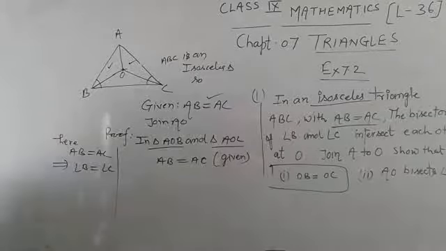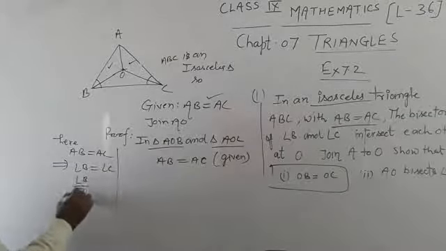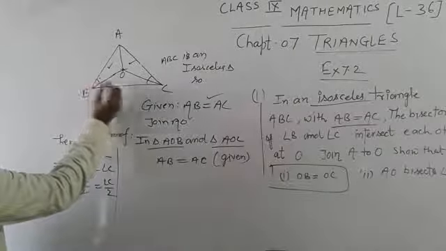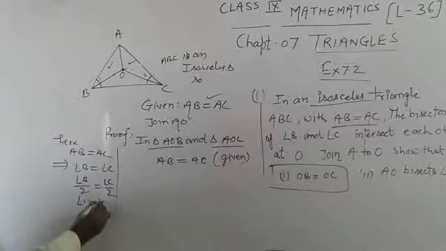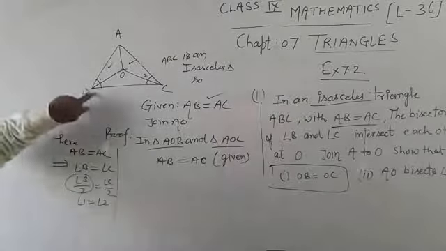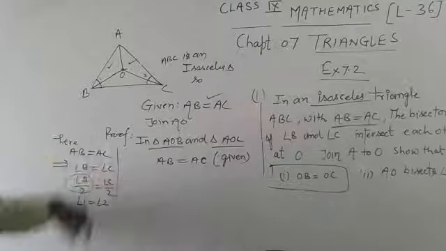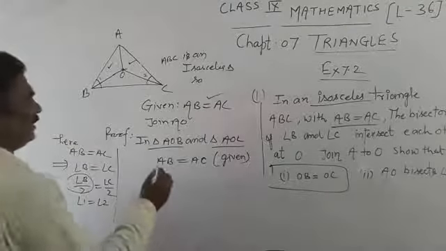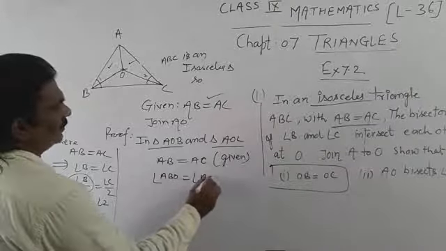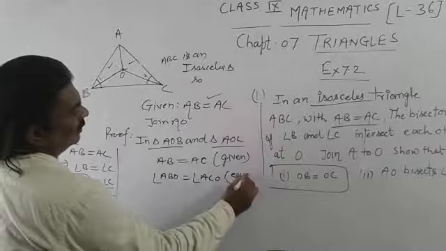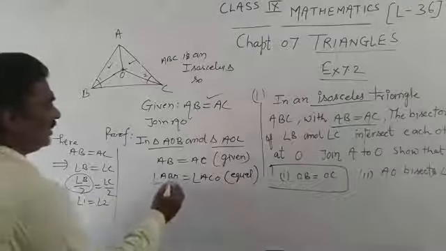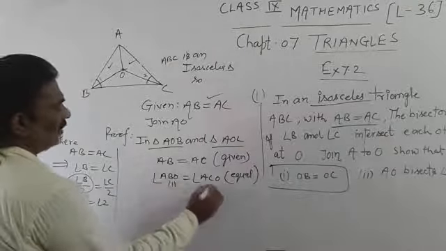So if we divide by 2 both sides, angle B upon 2 is equal to angle C upon 2. So angle B upon 2, suppose this is angle 1 and this is angle 2. So angle 1 is equal to angle 2, because 1 is nothing but angle bisector of B. That is, half of angle B is 1 and half of angle C is 2. So we can write here angle ABO is equal to angle ACO. Okay, this ABO is angle 1 and this is angle 2.